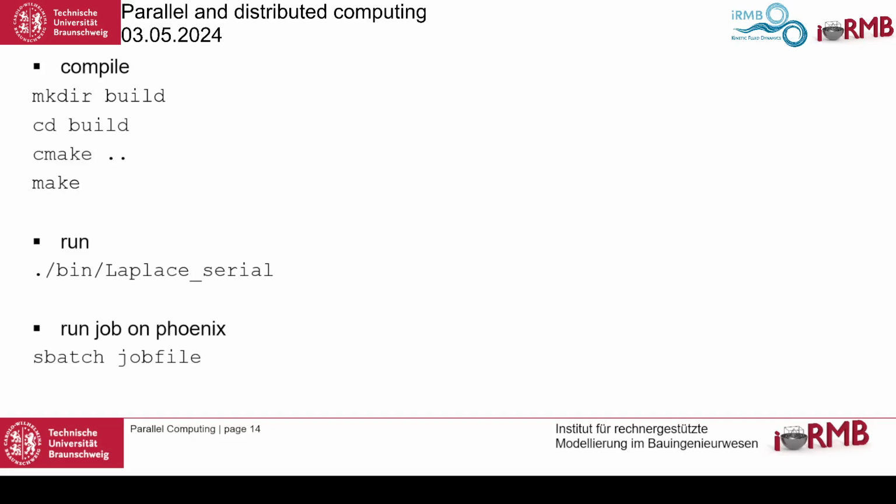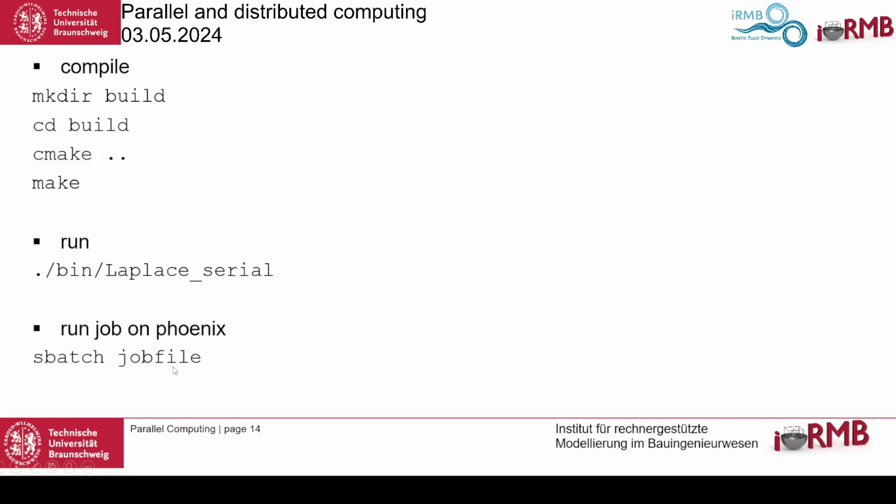Right. So you're supposed to be able to run the Laplace serial version. This is the example. Simply like this, after you build it, of course. And then there is something that you should actually use, namely the sbatch command together with the job file, which I believe is also already included in this.